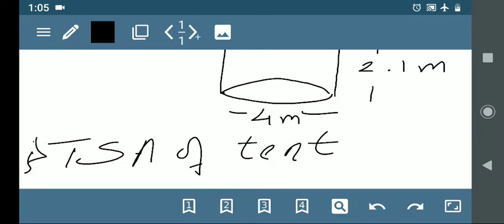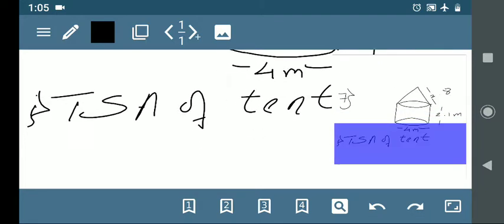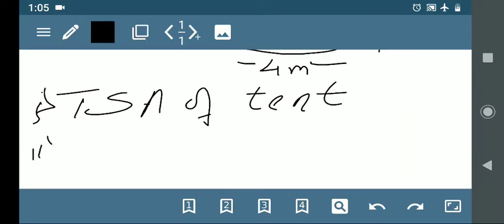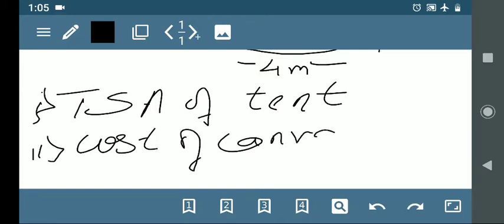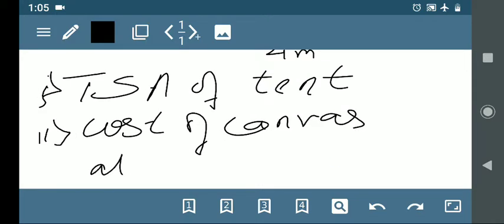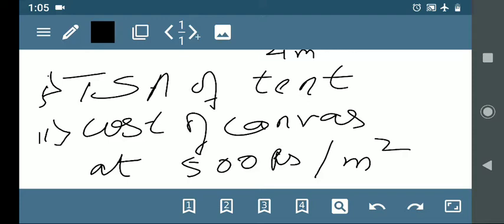And the second thing, also find the cost of the canvas of the tent at the rate of 500 rupees per meter square. Second thing is the cost of canvas. Means to make a tent we need a canvas. We need to find the cost of canvas. At what rate? At the rate of rupees 500 per meter square.